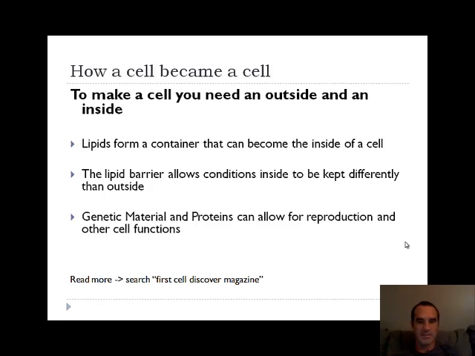Then once you have the inside conditions that you can keep differently, you could add other things in, like genetic material, so DNA or RNA, and you could add in proteins, and we've already talked about enzymes, so you could add in these things that will allow for reproduction and other cell functions. If you want to get a little bit more out of this, if you just Google search the first cell in Discover magazine, there's a cool article about scientists researching how the very first cells could have come to be.